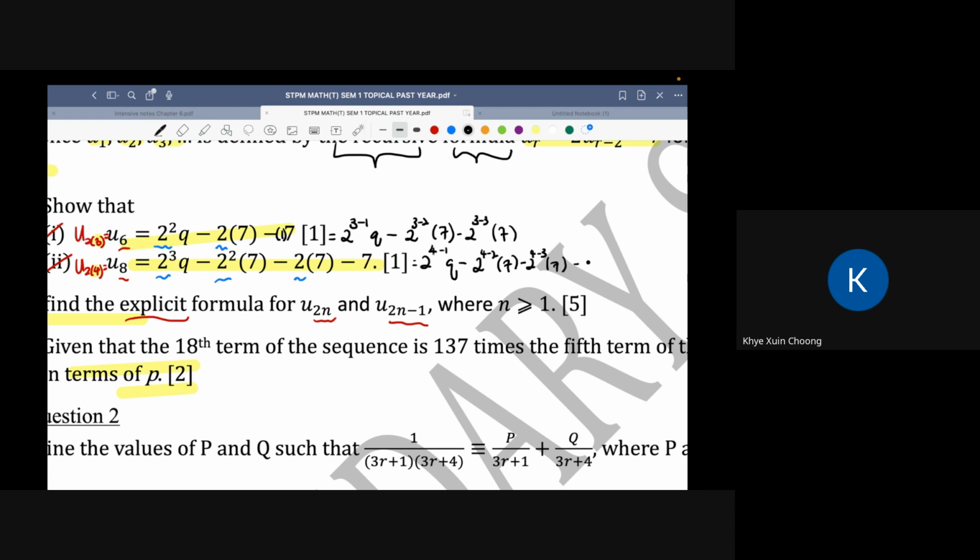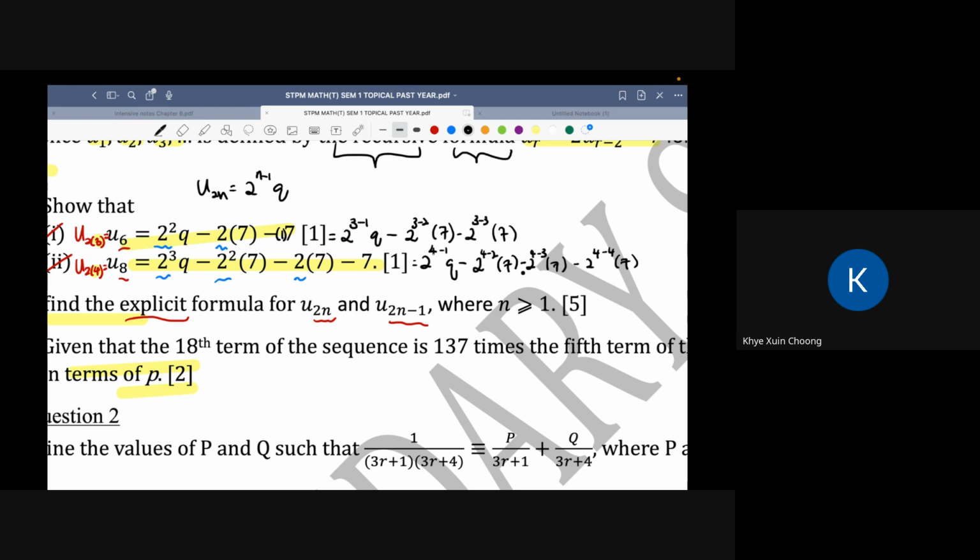Okay, until negative 2 minus 4 minus 4 times 7. So if you try to write the formula for u2n, at least you can find the first term is 2 power n minus 1 times q, right? Because it's always the n minus 1 that is multiplied to the q. After that, the terms behind are a little bit more difficult.